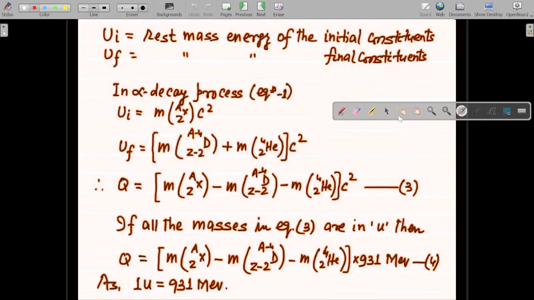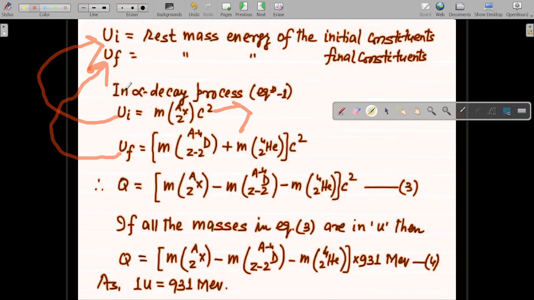So let us see what the rest mass energy is. This was the rest mass energy of initial constituents. Now this, Uf, is the rest mass energy of final constituents. Okay, so let us see.